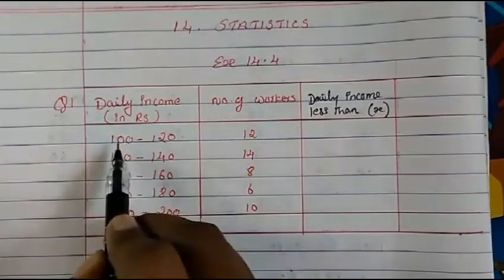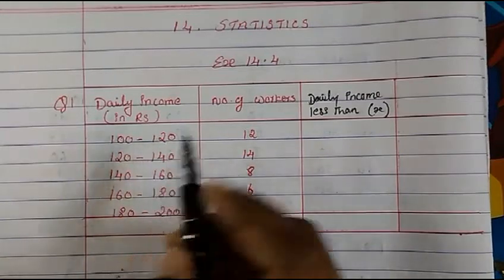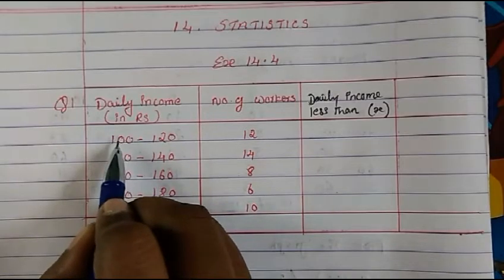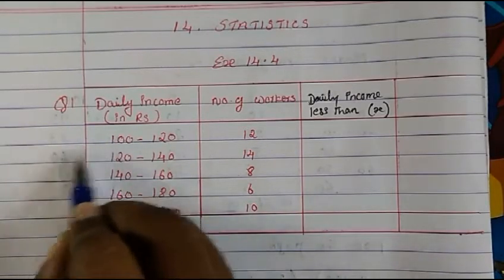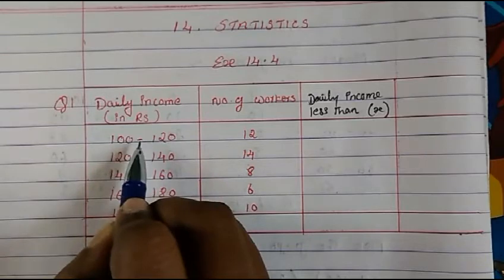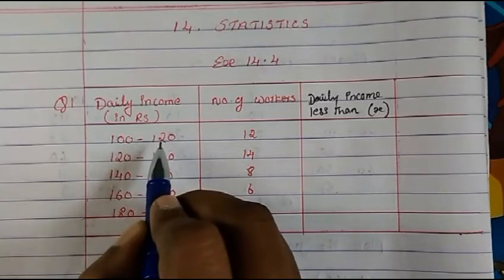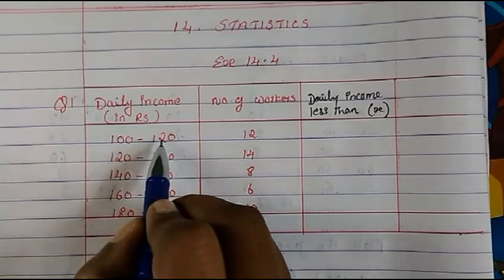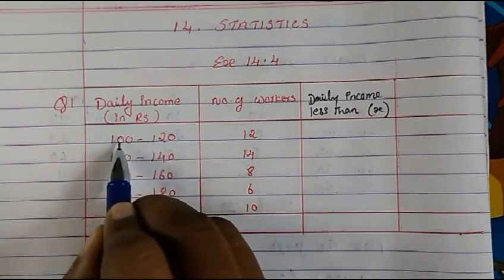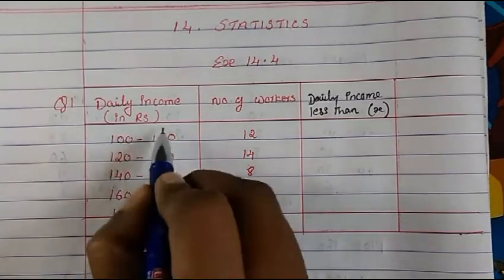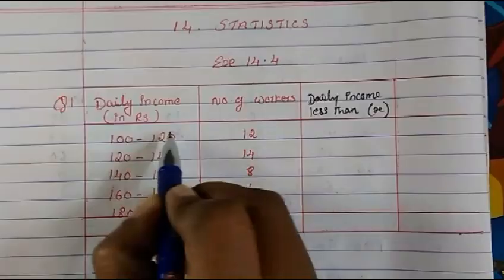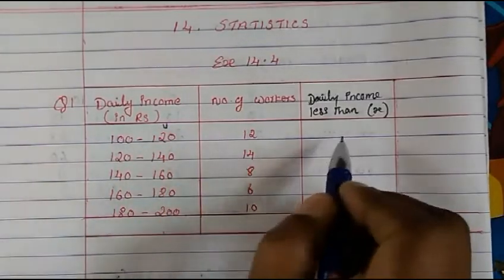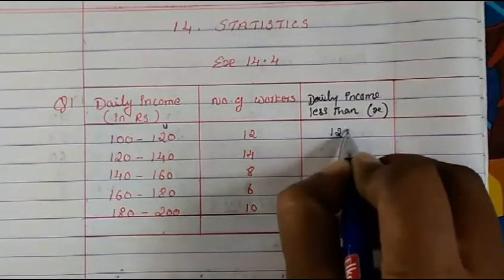Less than. So now if you see between 100 to 120, when we say less than, can we say less than 100? Less than 100 means it goes below this, so it doesn't come between this. Then if we say less than 120, does it come between this only? Yes. So when we say less than 120, it will come between 100 to 120. So whenever it is asked less than, you have to write the upper limit. Whatever upper limit we have, just copy down. So 120. So less than 120.